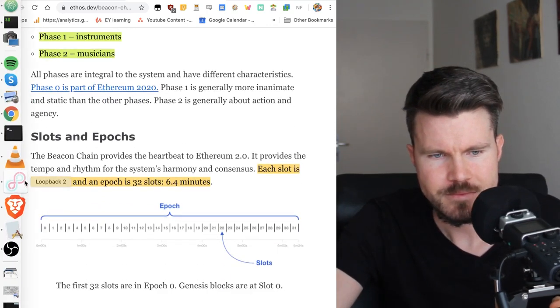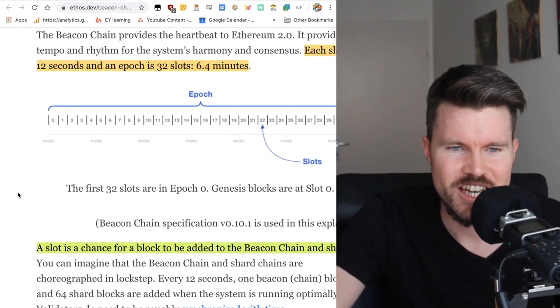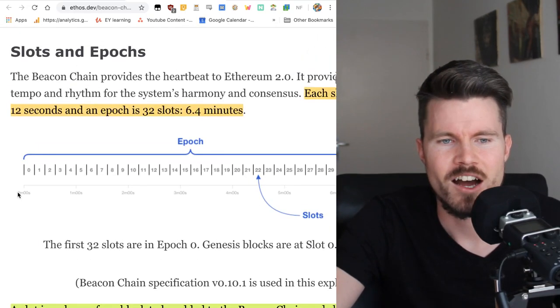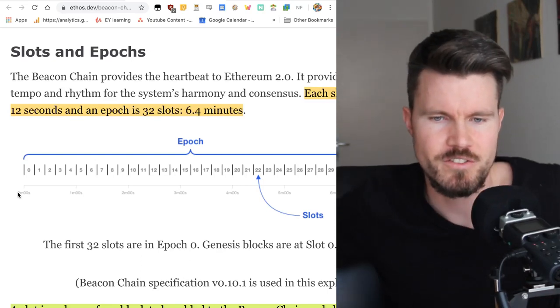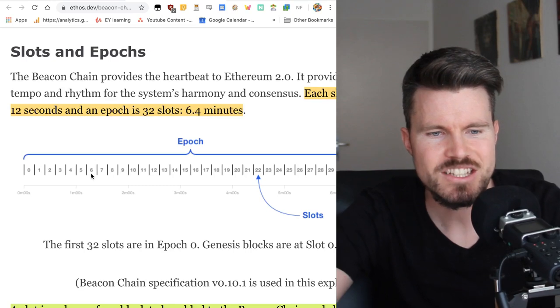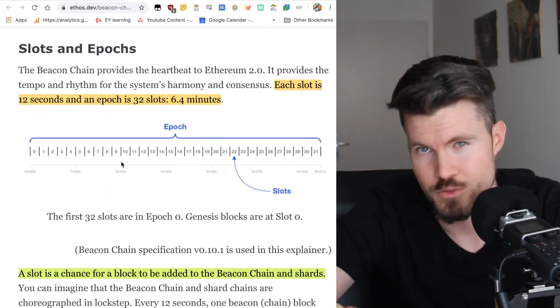Now, the beacon chain provides the heartbeat, and you've got slots and epochs. This is very, very important. Each slot is 12 seconds, and an epoch is 32 slots.